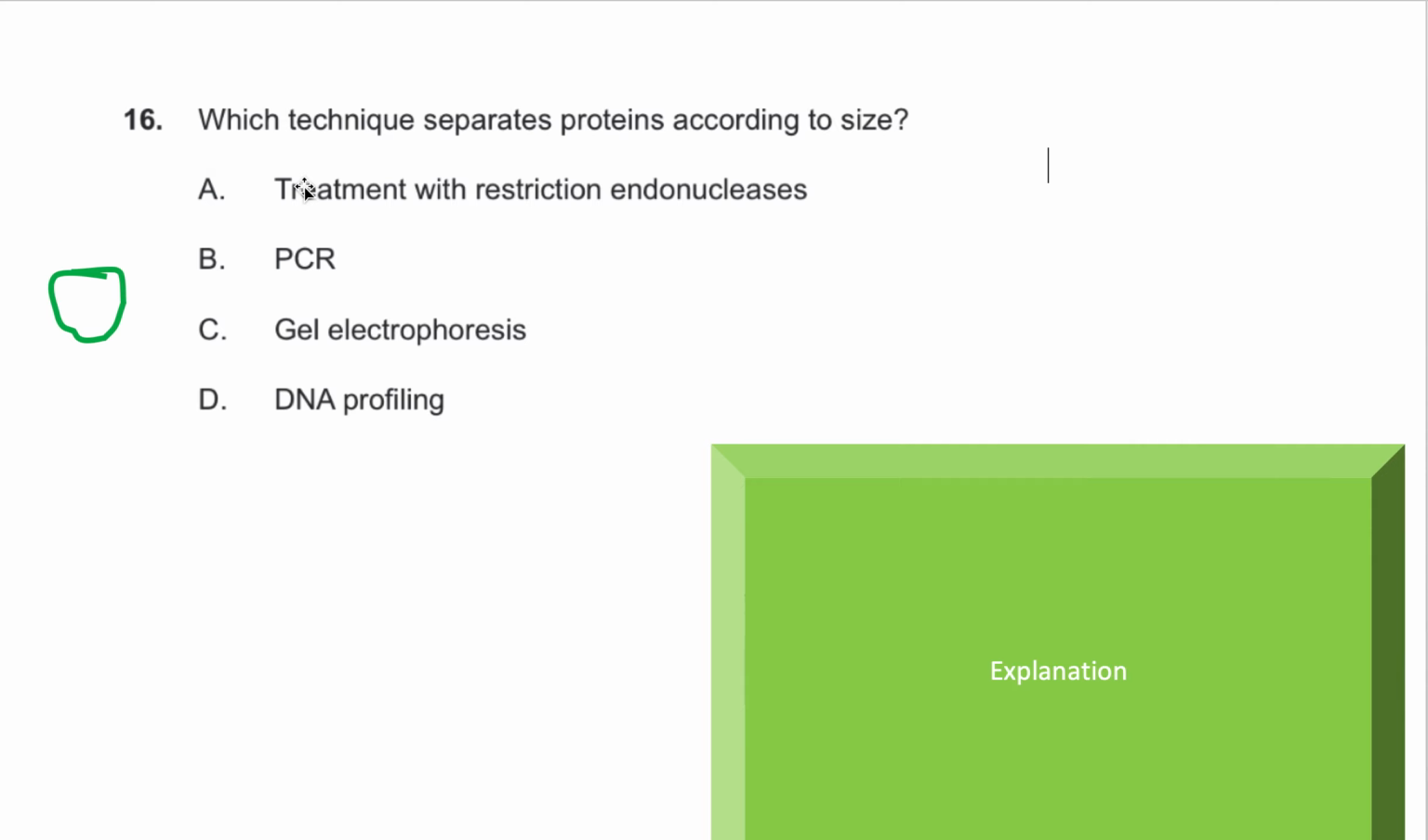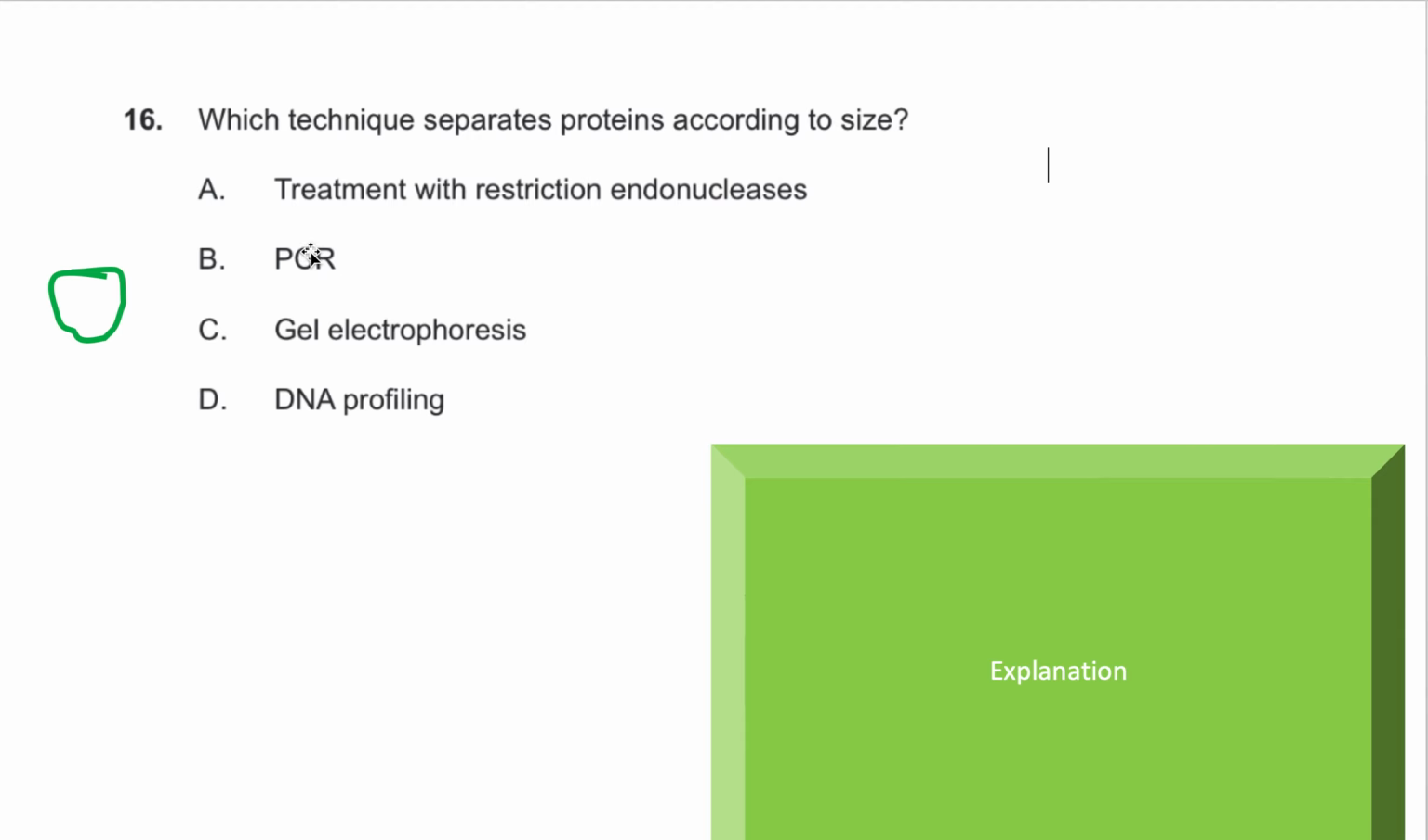So A, treatment with restriction endonucleases. Okay, so this one is incorrect because you can basically imagine a restriction endonuclease is like a scissor. What it does is it cuts DNA into little pieces. So these don't separate proteins according to size. All it does is it cuts up DNA. So it wouldn't be correct for this case.